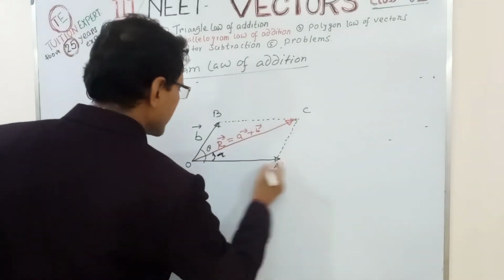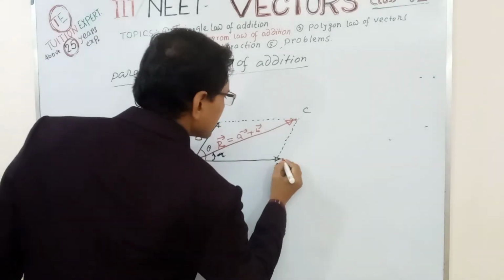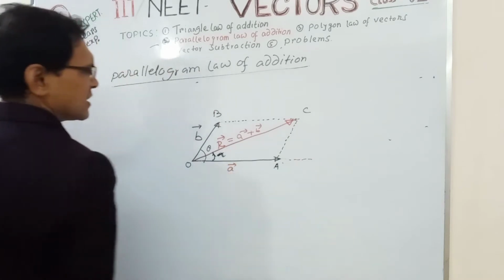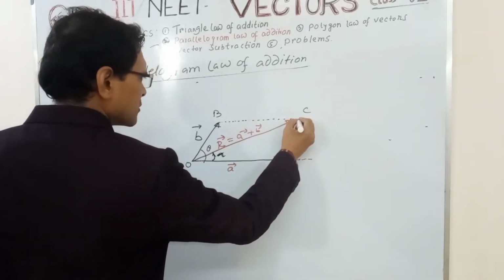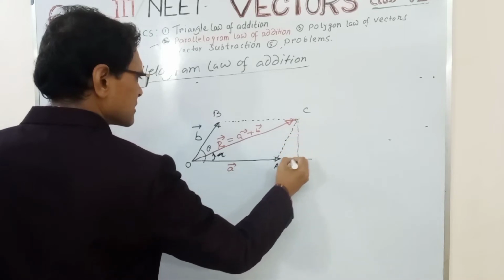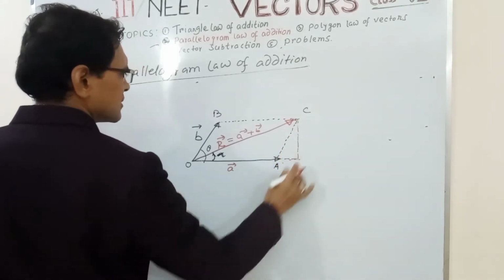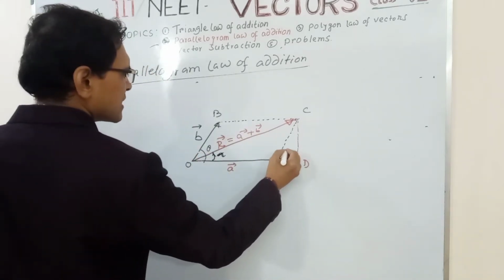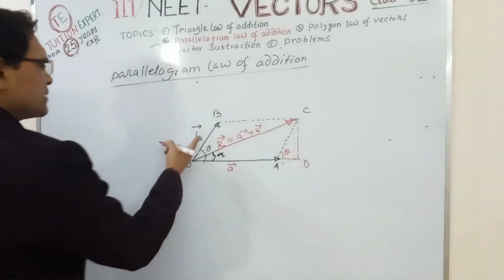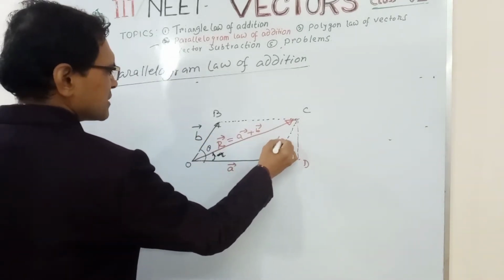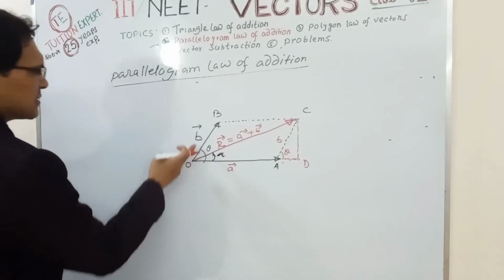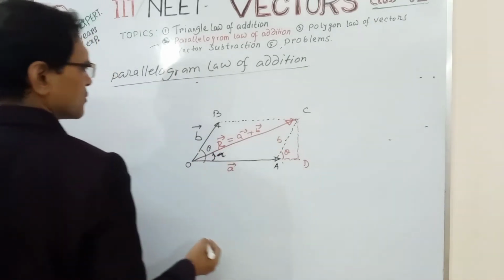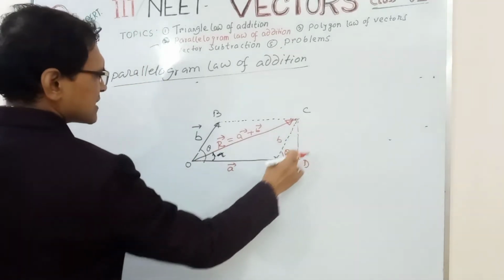To find the resultant, we extend the sides. Extend the side A. This is A. Extend the side and draw a perpendicular from that point. Suppose this is D. Now this angle is theta, so here the corresponding angle is theta. This side is B, because in a parallelogram two opposite sides are equal. So first we calculate these sides.